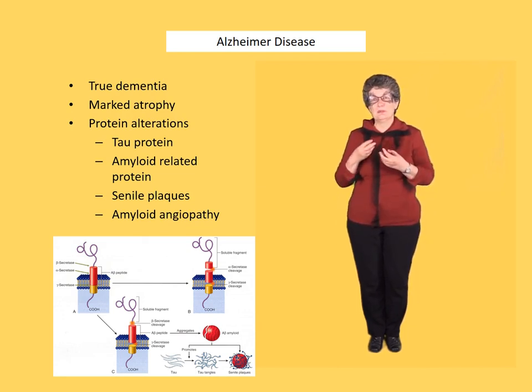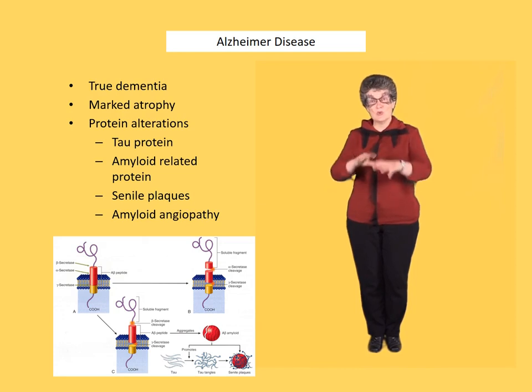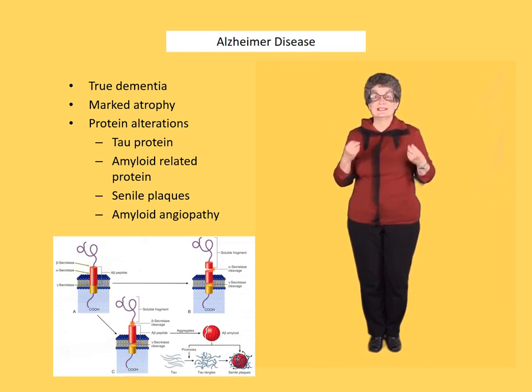And then there's the amyloid-related proteins. So they occur outside the cells. Again, they're processed abnormally and form large, indigestible clumps, senile plaques, and also around vessels as amyloid angiopathy.